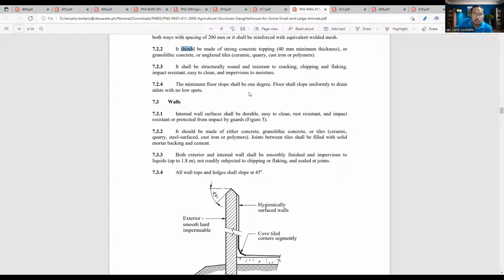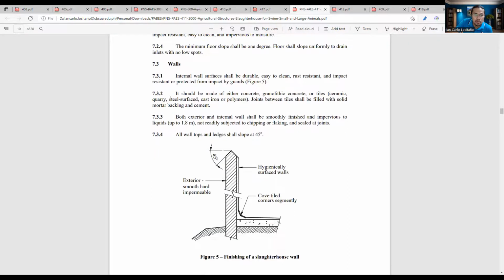The minimum floor slope shall be 1 degree. Floor shall slope uniformly to the drain inlets with no low spots. You need to avoid ponding or pooling of water.